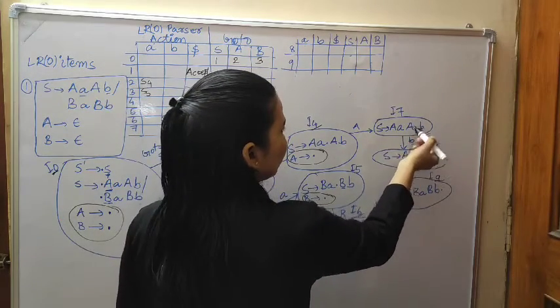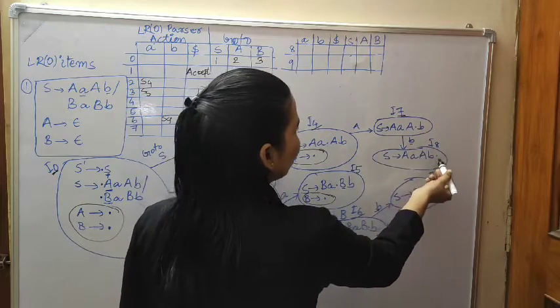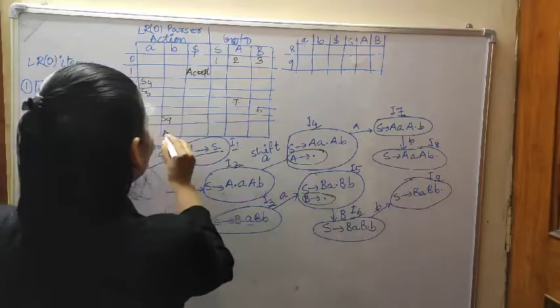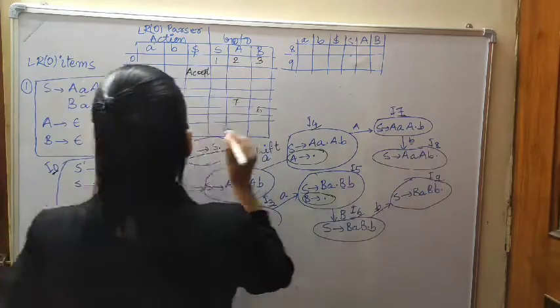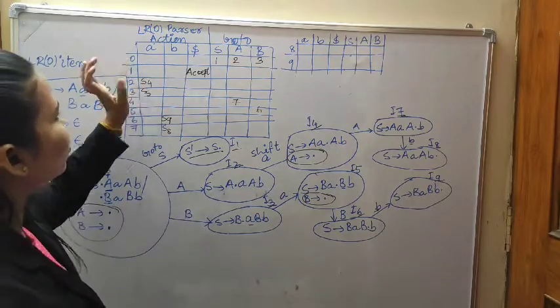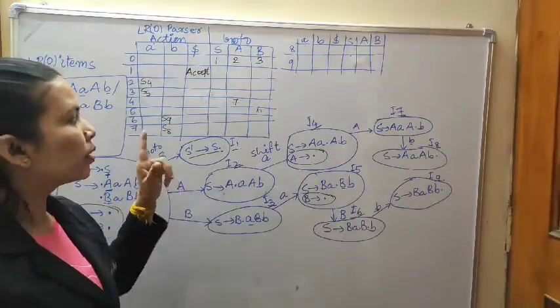Okay, now we will check 7. From the 7th number state we are shifting B, where in the 8, that means shift 8. Okay, so this is the shift part and go to part we have filled up to now. Now we will see the reduced part.